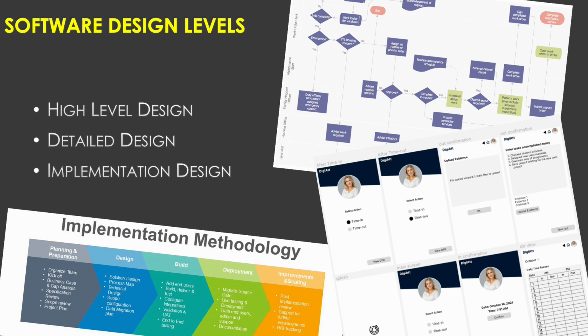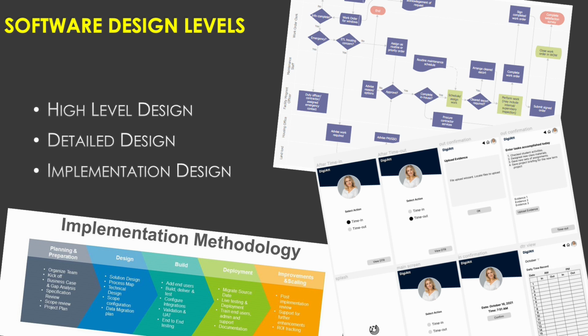High-level design. This is the initial stage of software design that focuses on the overall architecture of the system. High-level design defines the basic structure of the system and the main components that make up the software. At this level, designers use flowcharts, diagrams, and other tools to map out the different components and their interactions. The goal is to create a blueprint of the system that outlines its main functionality.